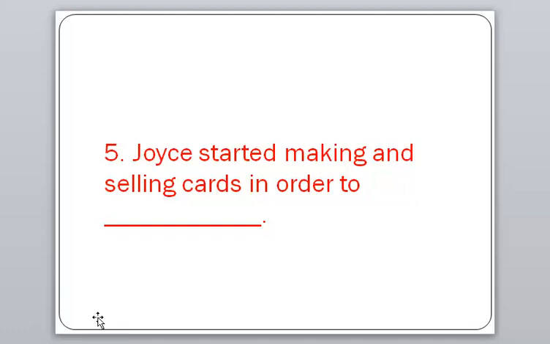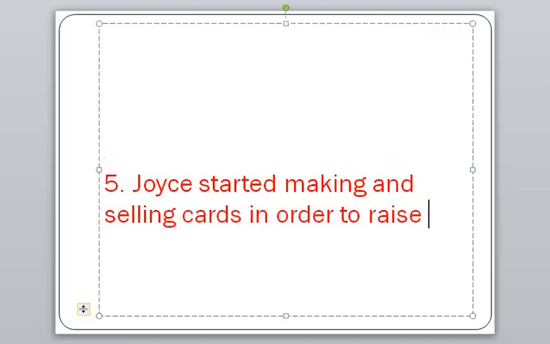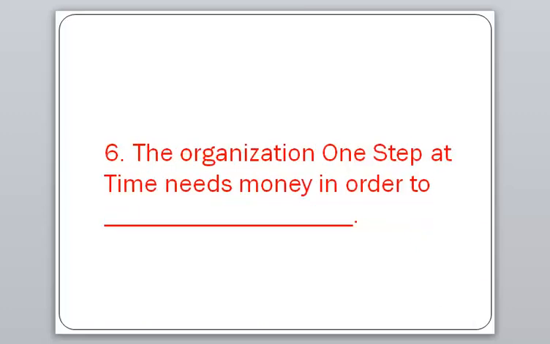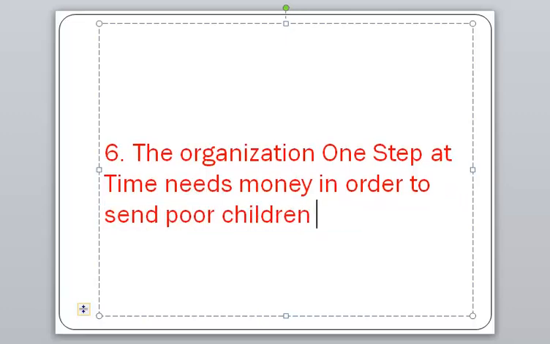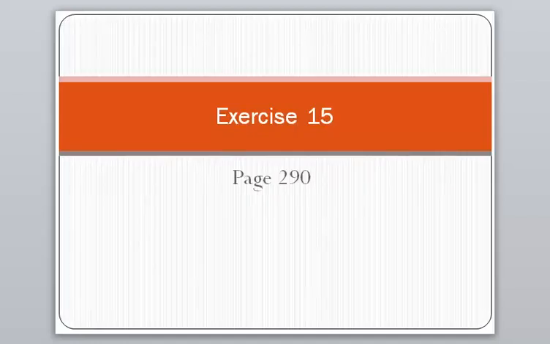Joyce started making and selling cards in order to raise money for her favorite charity. The organization One Step at a Time needs money in order to send 4 children to camp. Okay, and that is a duplicate. I will take it out. Now let's go on to exercise 15 on page 290.